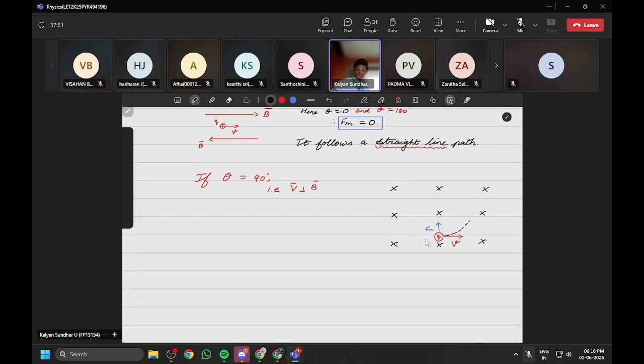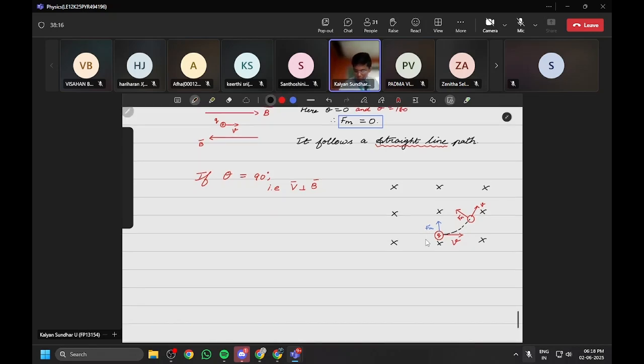Correct? Now go along that side. Will its velocity vector be like this? Now in which direction is the force? Perpendicular to the velocity direction. So the magnetic force will also be like this. Overall, the force always acts towards the center and it will follow a circular path like this. So whenever theta is equal to 0 or 180, it travels in a straight line path. If theta is 90 degree, it travels in a circular path.